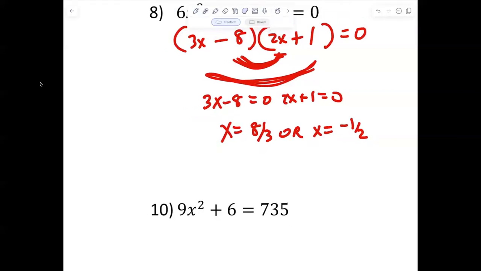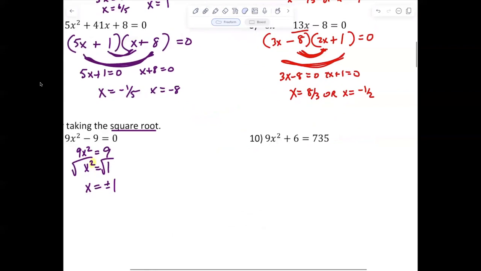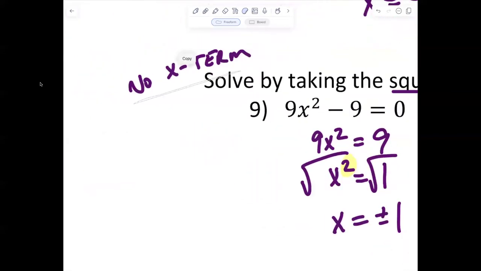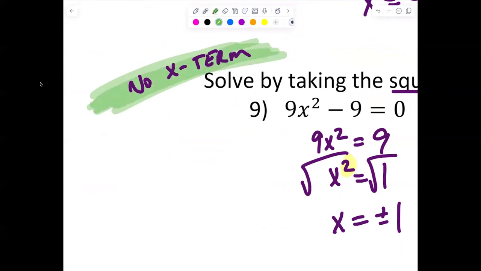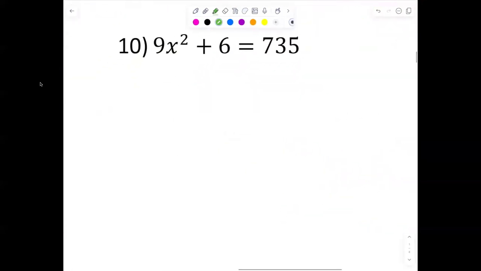All right, which kind of brings us to today's lesson. Very, very simple. I need you to understand when we solve by taking a square root, there is no x term. There's just an x squared and a constant. So everybody needs to understand, you're going to recognize this if there is no x term. So what does that mean? That means you have to isolate the square. You have to get the square by itself.